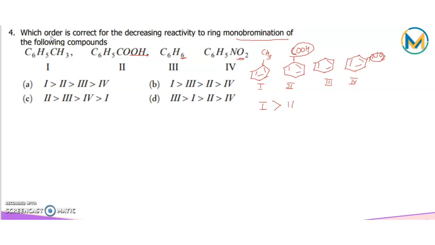So first the reactivity of toluene is very high. Then it's benzene with no group. Then it's benzoic acid with the COOH, a carboxylic acid group, an electron withdrawing substituent, and a very strong electron withdrawing substituent, that is the nitro group, that's 4. So this is the reactivity order for the ring monobromination of the compound. Among the given options, the correct answer is first, third, second and then fourth. Option B.